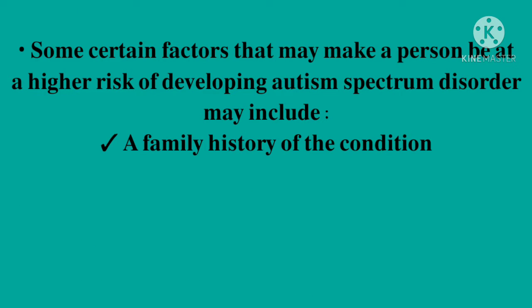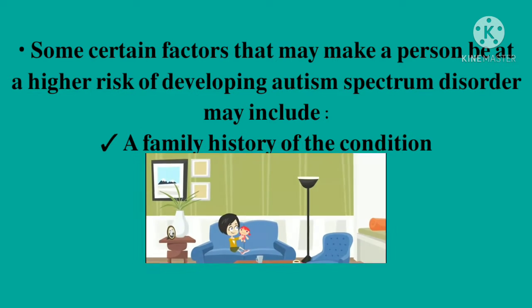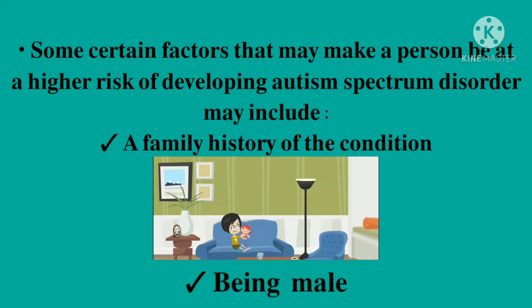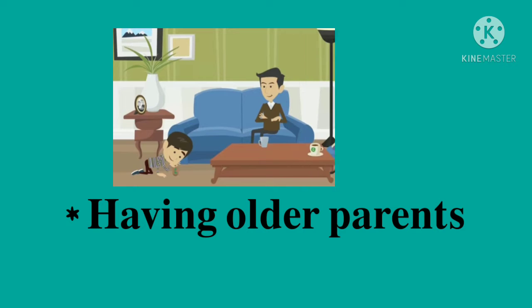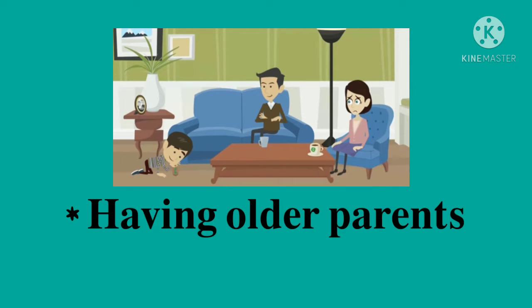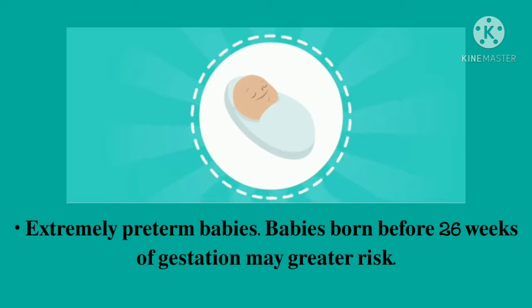Certain factors that may make a person be at a higher risk of developing autism spectrum disorder may include a family history of the condition, being male, having certain genetic conditions such as Down syndrome, Fragile X syndrome, and Rett syndrome, having older parents, and being an extremely preterm baby. Babies born before 26 weeks of gestation may be at greater risk.